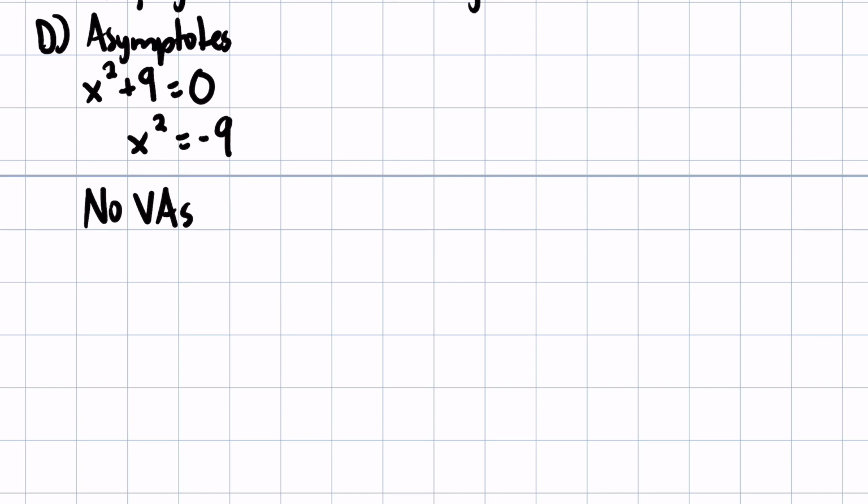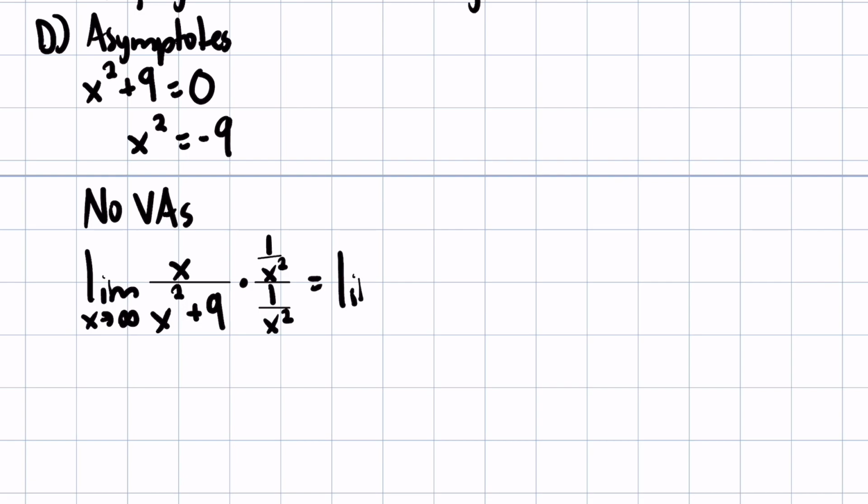For horizontal asymptotes, we want to take the limit as x approaches infinity, and then we'll take the limit as x approaches negative infinity of the function. So here we want to multiply by 1 over x squared over itself, because x squared is the highest power in this rational function. So we have the limit as x approaches infinity of 1 over x over 1 plus 9 over x squared.